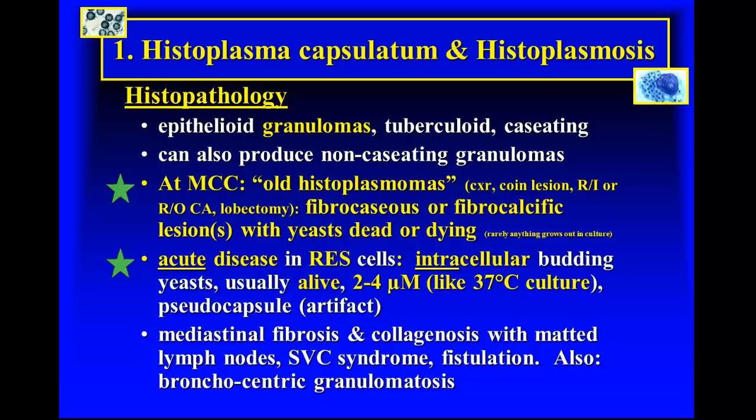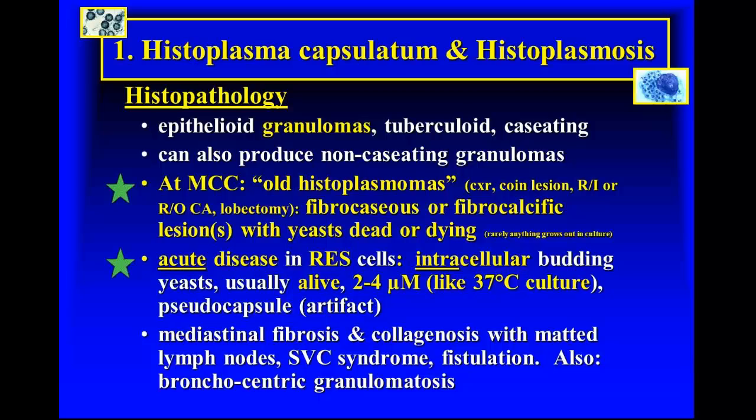Now, where I work, we see very few acute histoplasmosis. We see plenty of granulomas in tissue, what we call old histoplasmomas, which is a coin lesion in an elderly patient in an x-ray, and they need to rule in or rule out neoplasia, send them to Moffitt, the wedge resection, lobectomy.